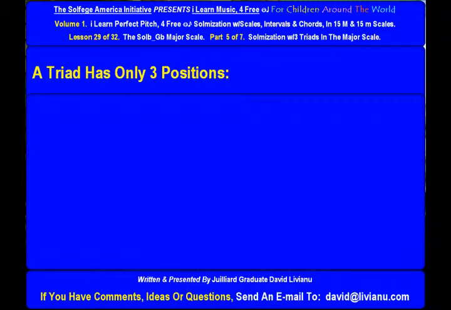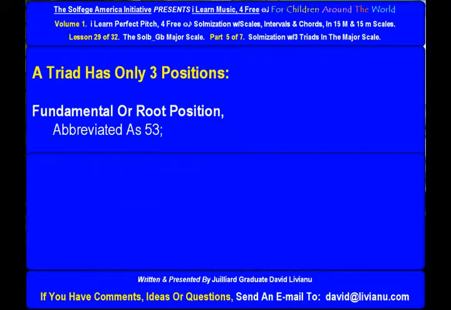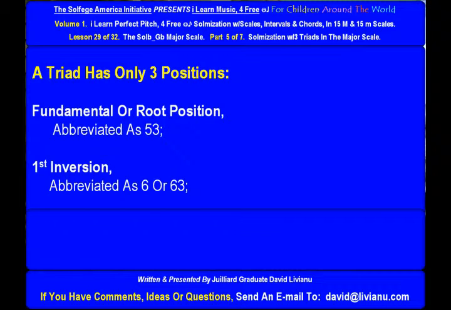A triad has only 3 positions: fundamental or root position, abbreviated as 5-3, first inversion, abbreviated as 6 or 6-3, and second inversion, abbreviated as 6-4.